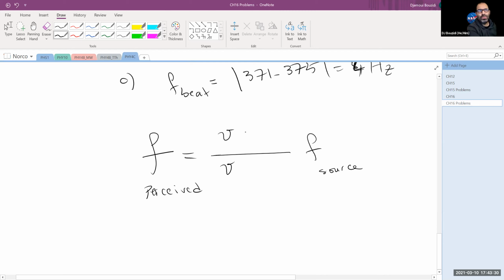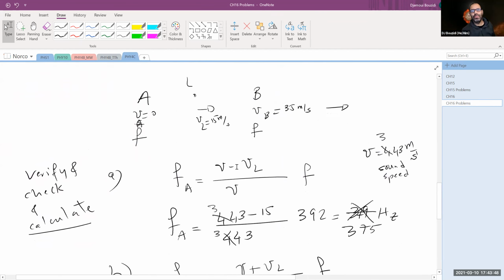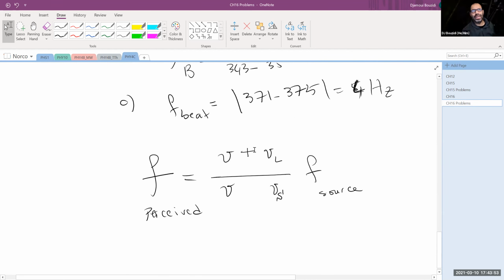Now, if the observer is moving toward the source, it's going to be a plus. I have the velocity of the observer in here, and I have the velocity of the source in here. I need to decide on my plus or minus. If the observer is moving away, like in this case, A, moving away, in the second case, moving towards the B, then the second case is plus, and the first case is minus. Now, if the source is moving towards, then it's actually a minus. If the source is moving away, it's a plus.